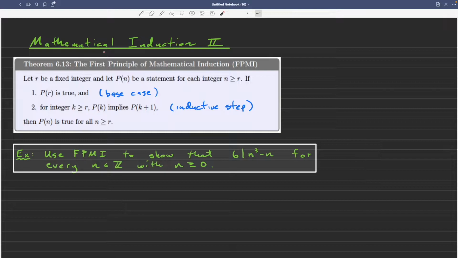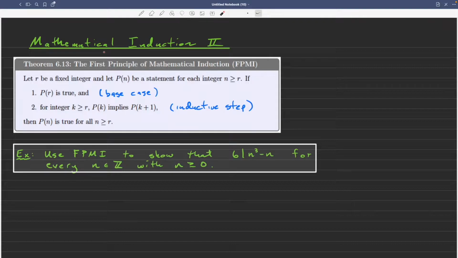So remember, the idea is that we have this sequence of statements that we want to prove. So there's a first instance of the statement you want to prove. That's P of r. So r is your smallest integer for which this statement makes sense. And then you want to prove P of r is true, P of r plus 1, P of r plus 2, all of them, all the way down the line. So you've got this infinity of statements that you want to prove are true.